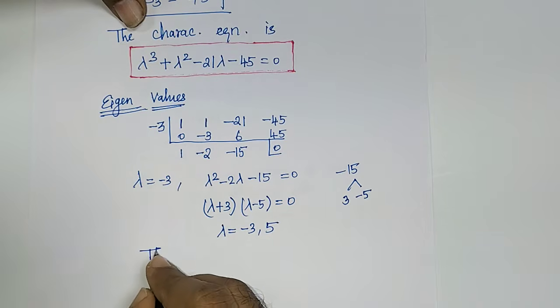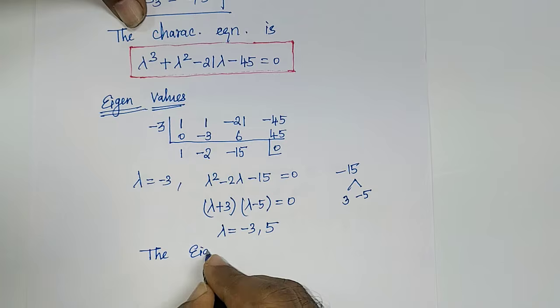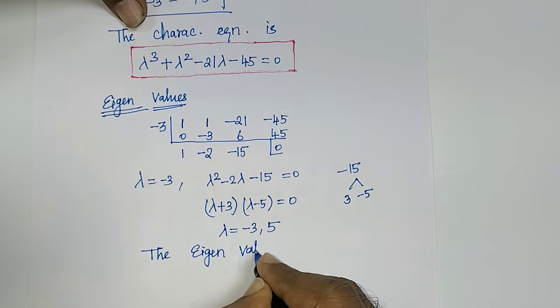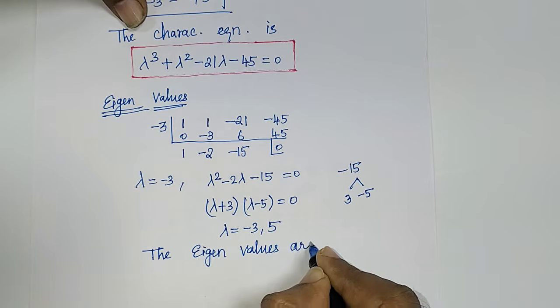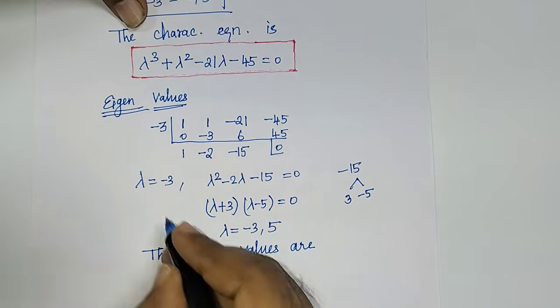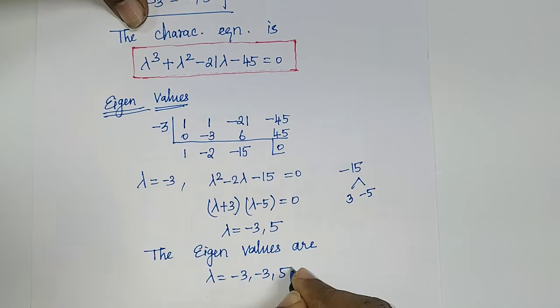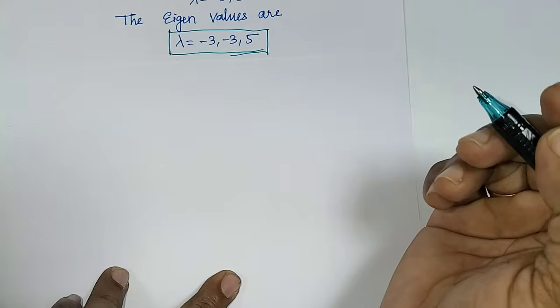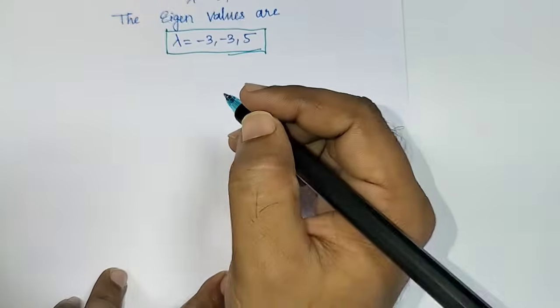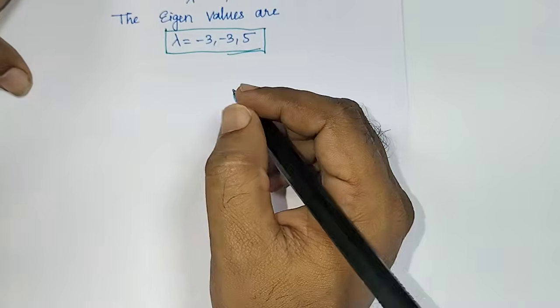So therefore the eigenvalues are lambda is equal to, already we know one value minus 3, and here also minus 3 and 5. So minus 3 is a repeated eigenvalue. Okay. So based on these eigenvalues, I am going to find the eigenvector.